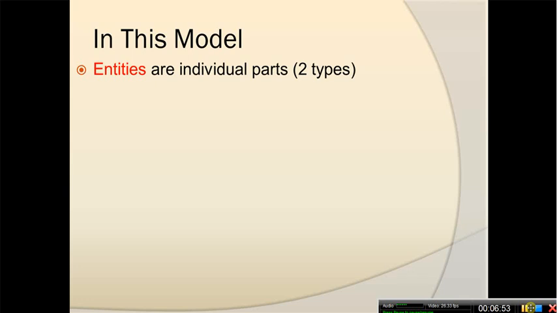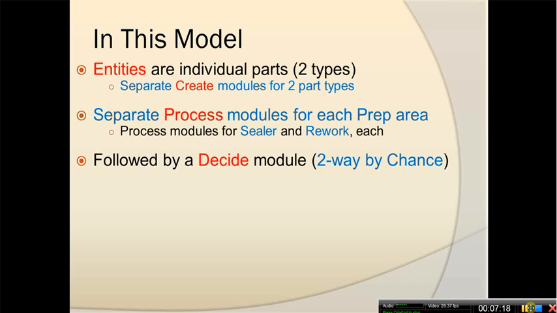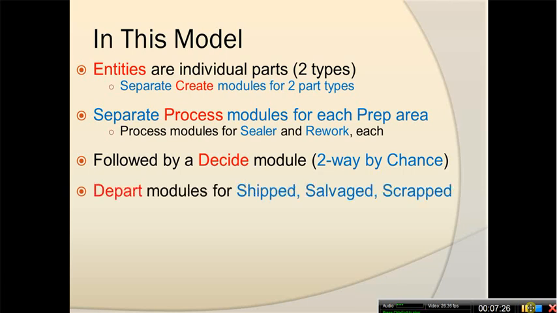So in this model, we have entities that are two different types. There are individual parts, so we have two types of entities. So we need to create two separate create modules for two part types. And we will have separate process modules for each prep area, and process modules for sealer and rework. And we also have a decide module, which is two-way by chance. And we have depart modules for shipped, salvaged, and scrapped.